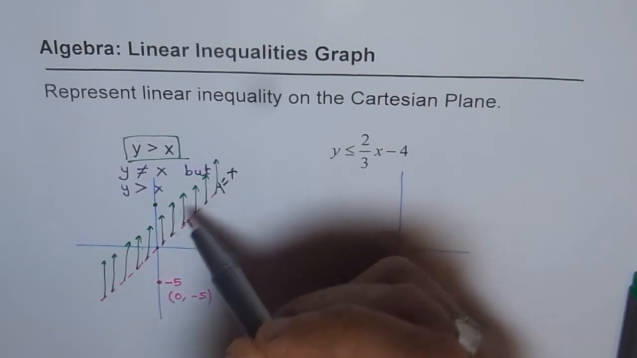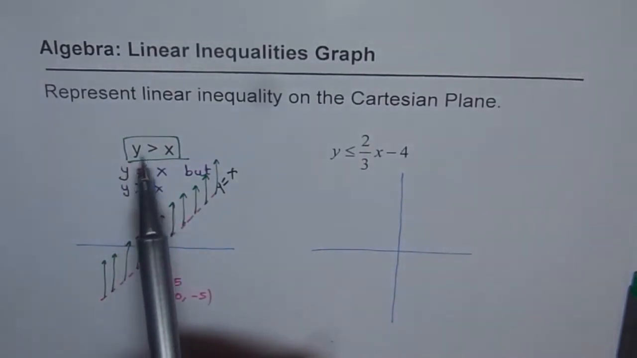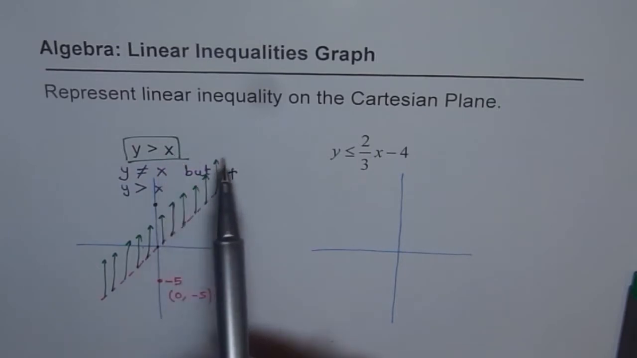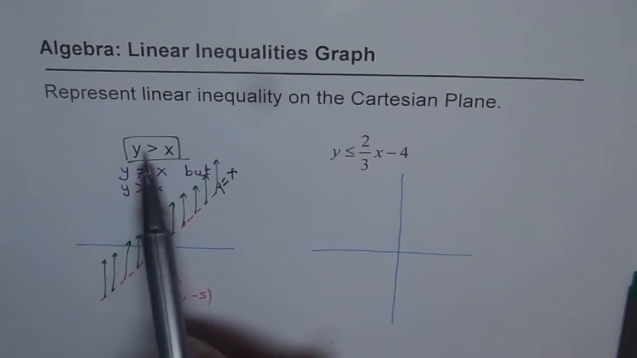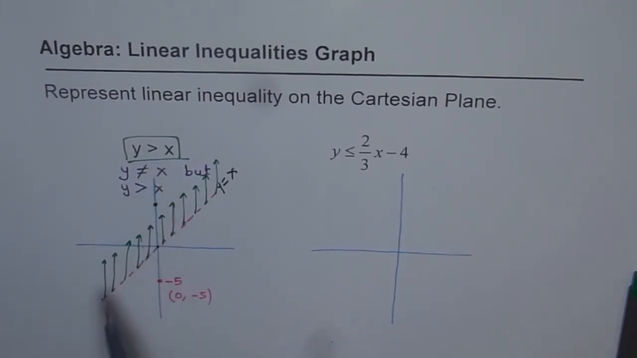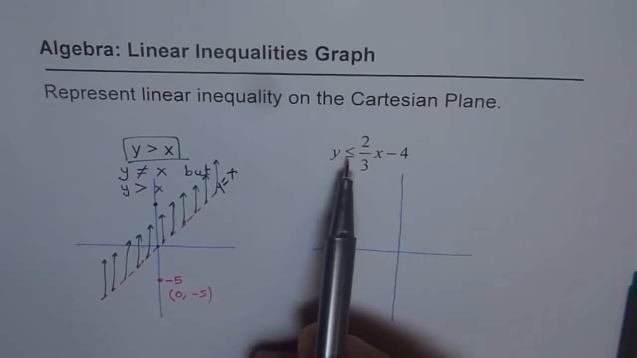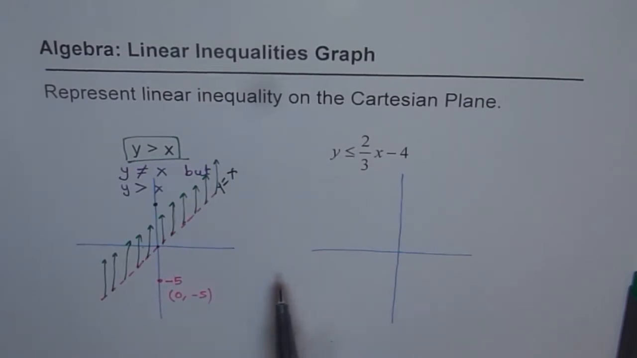So as a general rule, if we keep y isolated on the left side and write all of the things on the right side, like we do in slope-intercept form of the equation, then greater than will mean arrows pointing upwards from the line. And less than will mean arrows pointing downwards from the line. So that is kind of a rule which you can follow. Second thing you should notice here is that when we say greater than, then the line is not included. But if we use greater than or equal to or less than or equal to, then you have to include the line, which brings us to the next example, right?